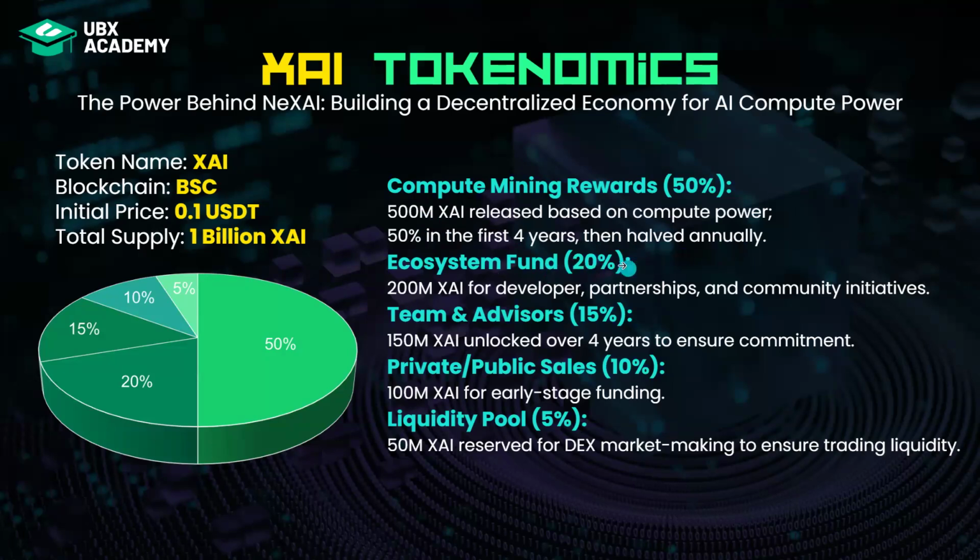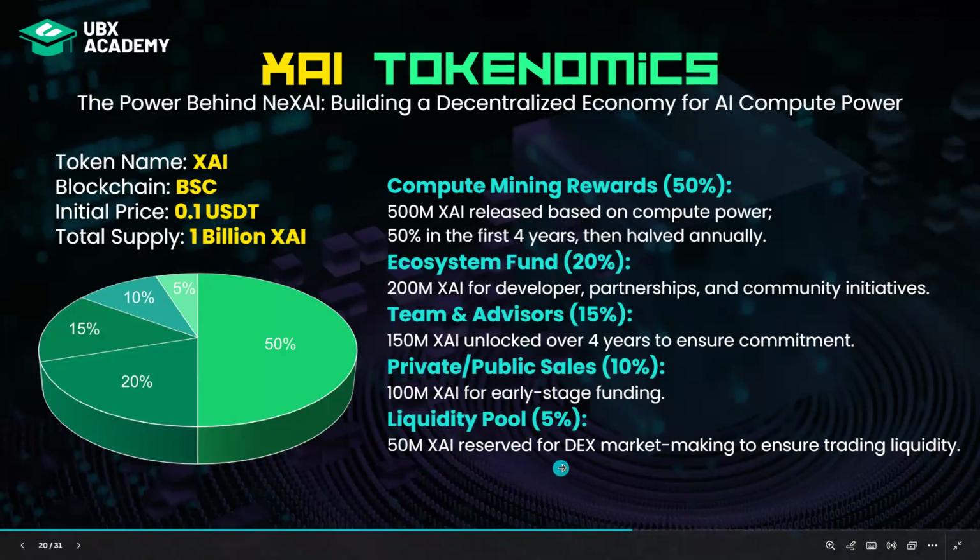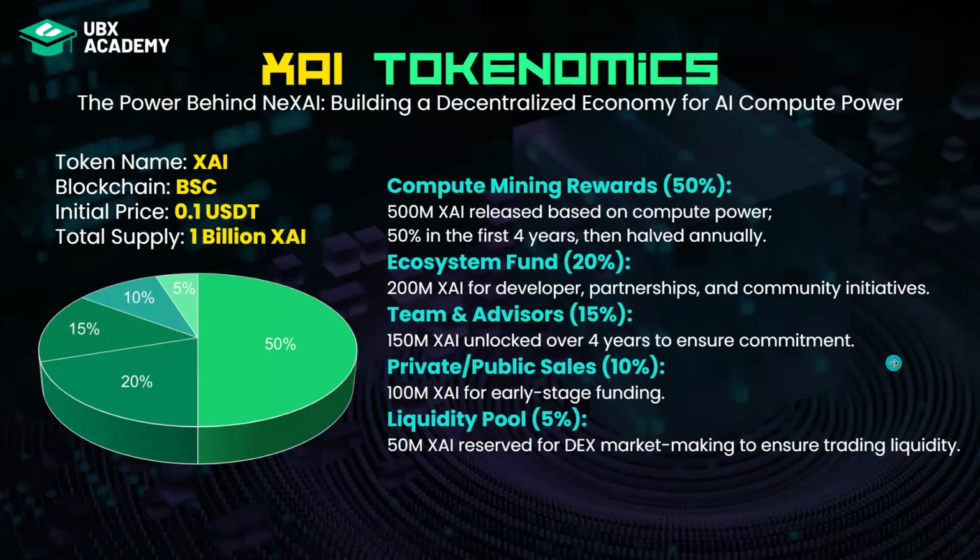The ecosystem fund will be 20%, 200 million, for developers, partnerships and community initiatives. Team and advisors will get 15%, which is 150 million XAI, unlocked over 4 years to ensure commitment. Private and public sales, 10% for early stage funding. Liquidity pool, 5%, 50 million XAI reserved for DEX market making to ensure trading liquidity.